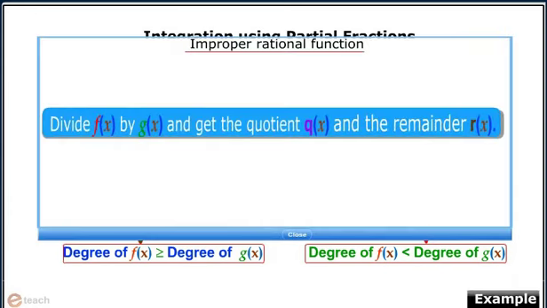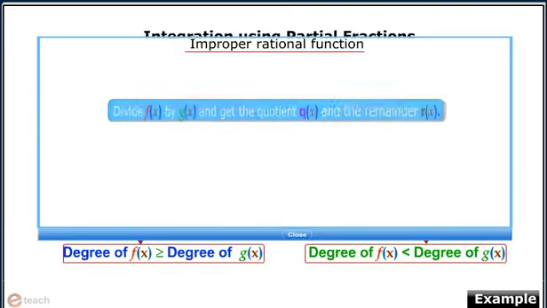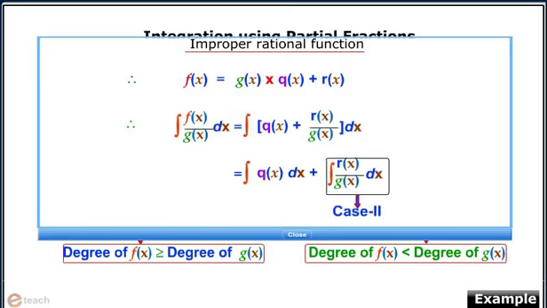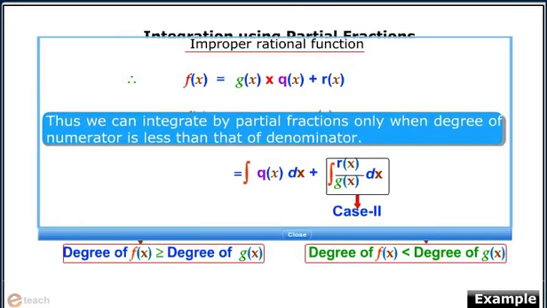Improper rational function. Divide f(x) by g(x) and get the quotient q(x) and the remainder r(x). It can be written as f(x) equals g(x) into q(x) plus r(x). Therefore, integration of f(x) by g(x) dx equals integration of q(x) plus r(x) by g(x) dx, which is equal to integration of q(x) dx plus integration of r(x) by g(x) dx. Now this is case 2. Thus, we can integrate by partial fractions only when the degree of the numerator is less than that of the denominator.